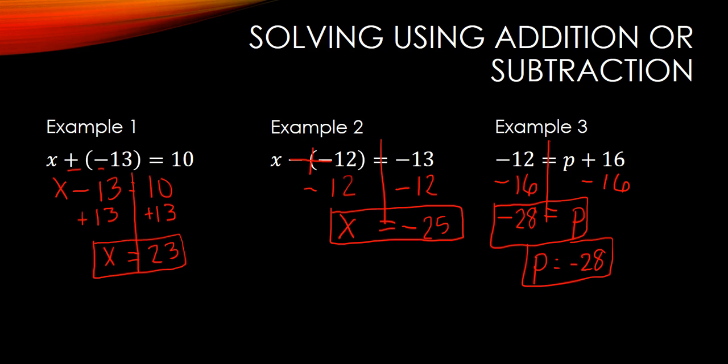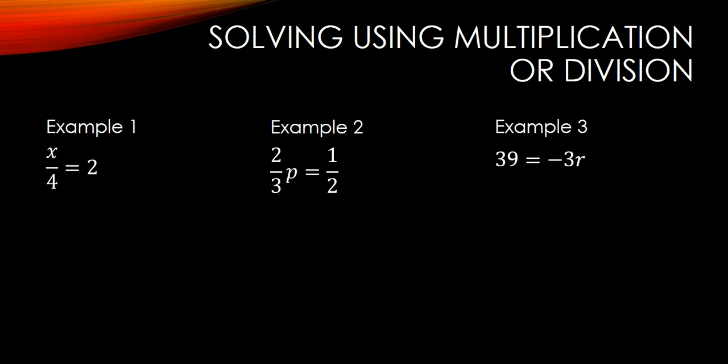Because addition and subtraction are inverse operations, they undo each other. And so the next thing we're going to talk about is solving using multiplication and division, because multiplying and dividing also undo each other. So this first example, we have x divided by 4. Okay, so opposite of division, its inverse operation is multiplication. So to get rid of divide by 4, I have to multiply by 4.